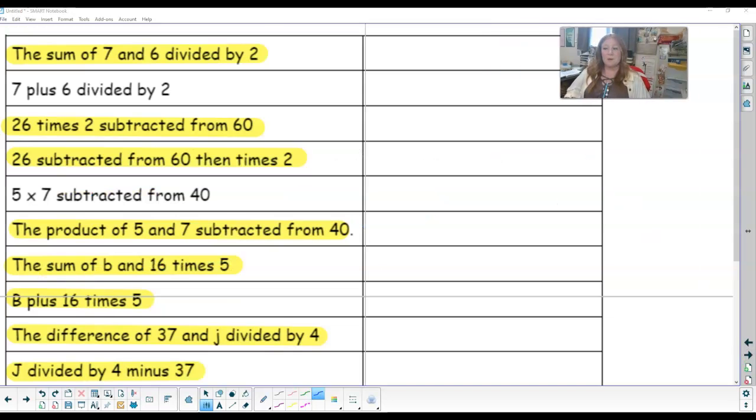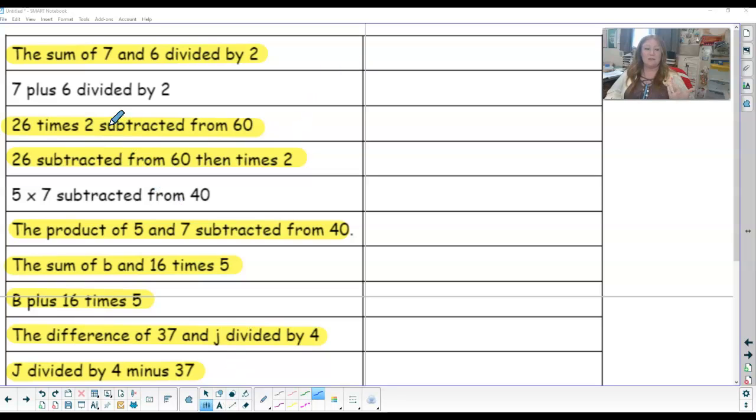On these ones, we are going to be writing out the expression. The sum means to add: the sum of 7 and 6 divided by 2. This does not say 6 divided by 2 plus 7. So we want to put the 7 and the 6 together. It wants us to do that problem first, meaning find the answer, then divide it by 2. So we have to put these in parentheses. All right, I'm going to let you try that one.